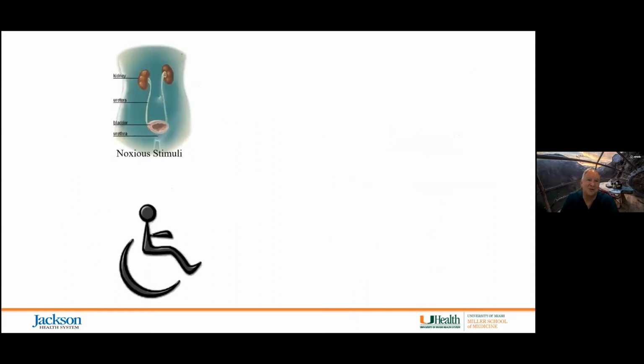So what does that look like? Again, we know that the bladder issues in spinal cord injury are the one cause of autonomic dysreflexia.